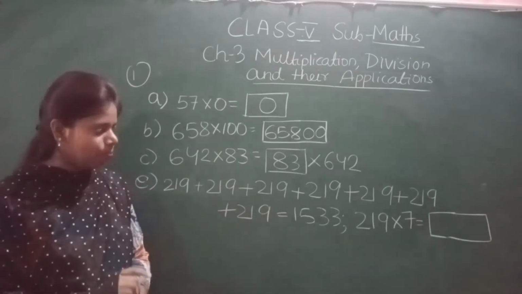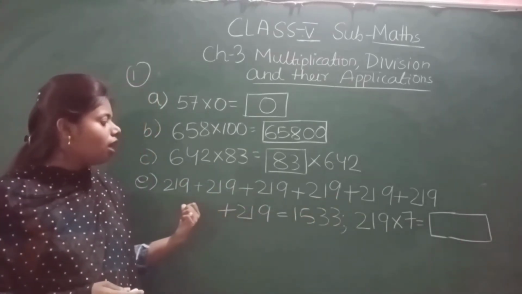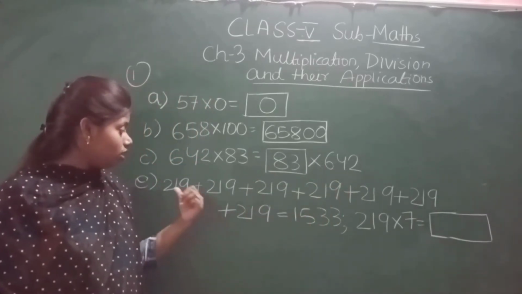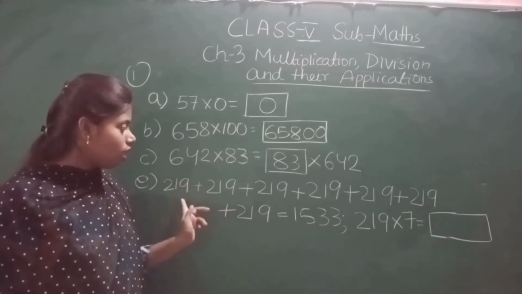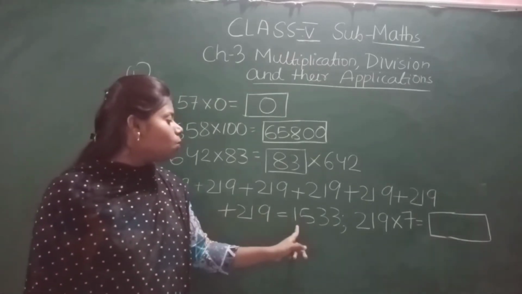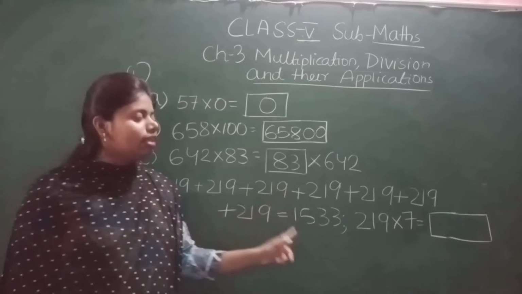The answer will be the same. Okay, now see number E, it is a little bit long. Now they have already added this and they have written the answer. They have added 219. How many times have they added it? 7 times. 1, 2, 3, 4, 5, 6, 7. And what have they got? 1533. Okay, so they have added and got the answer.